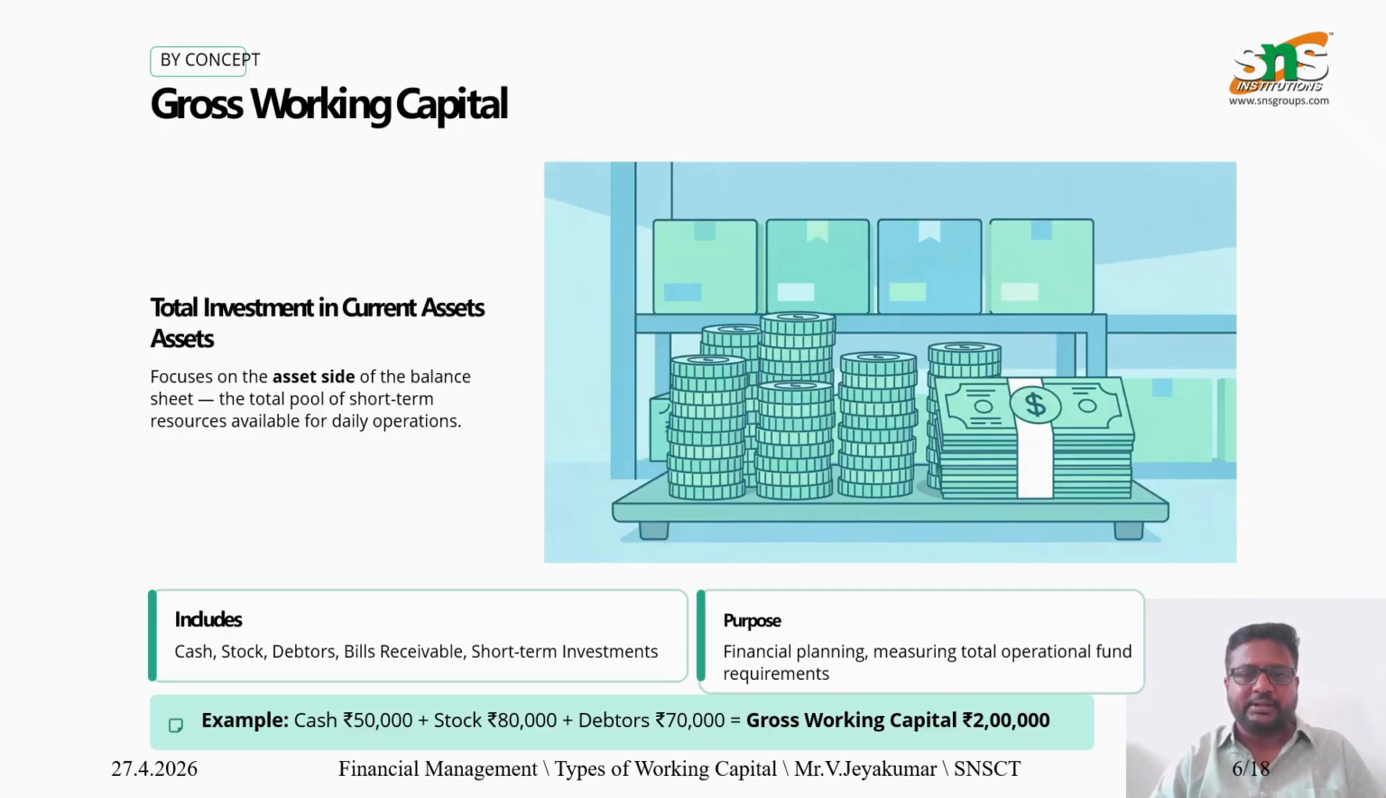Gross working capital refers to the total amount invested in current assets of a business. It includes cash, inventory, debtors, bills, receivables, and short-term investments. It focuses only on current assets and not on current liabilities. It helps in measuring the firm's ability to conduct day-to-day operations smoothly. Adequate gross working capital ensures liquidity and uninterrupted business activities.